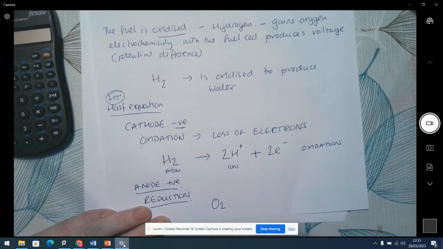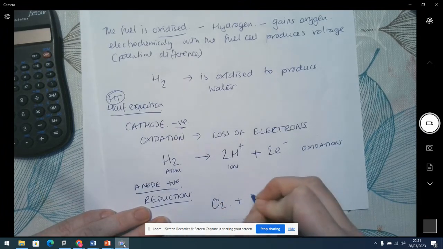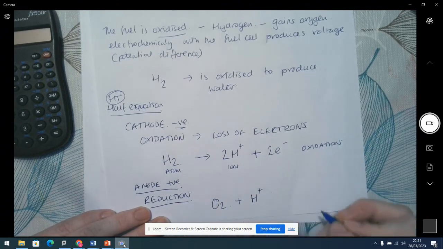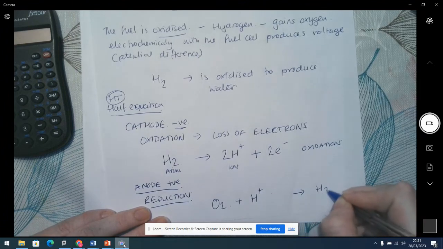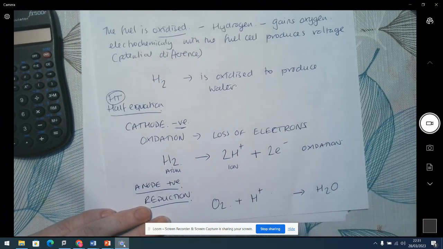So we've got oxygen from the air. We have our hydrogen ions from what's happening at the cathode, and it is going to then go to make water. And we know that reduction is gain of electrons, so we're going to have to gain electrons here.